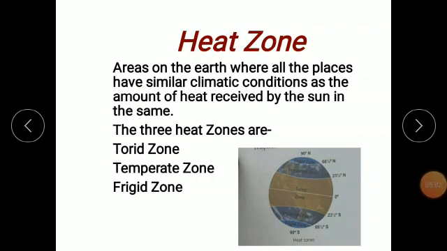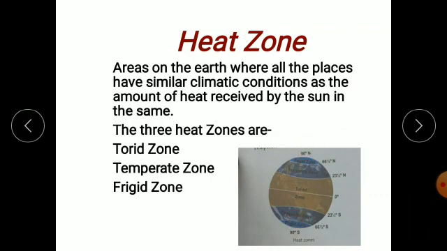Now students, let's know about the heat zones. The parallels of latitudes divided the earth into three heat zones on the basis of the amount of heat received from the sun. These three heat zones are torrid zone, temperate zone and frigid zone. You can see in this diagram also, this area is called torrid zone, this area temperate zone here also, and now this area is frigid zone.